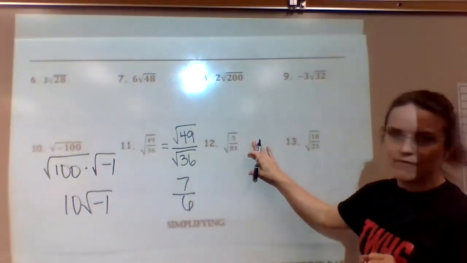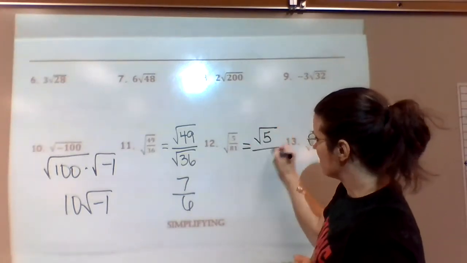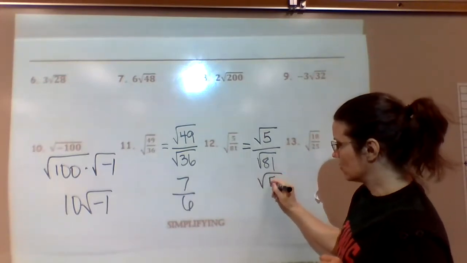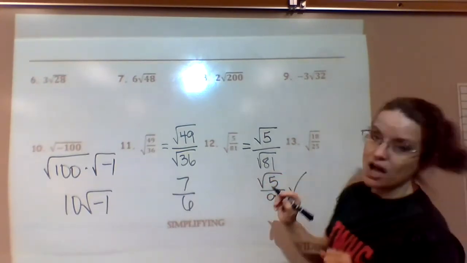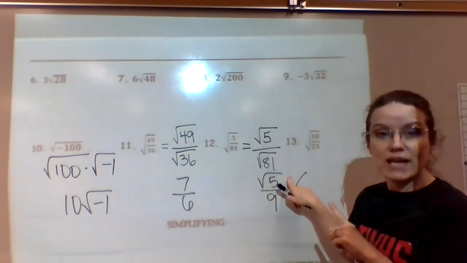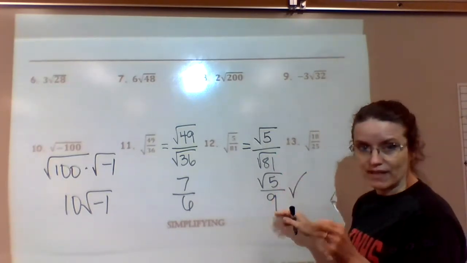Square root of 5, square root of 81. You can do the same thing. You can put the square root on top and the square root on bottom. You end up with a radical on top, and a whole number on bottom. This is okay. Our rule said we can't have radicals on the bottom, but it's okay to have radicals on top. So this is okay. You leave it like it is.